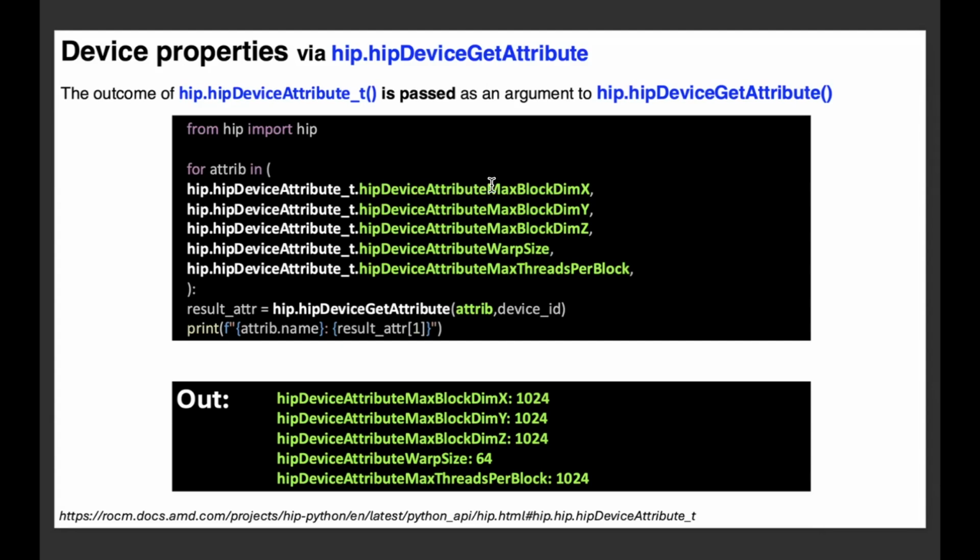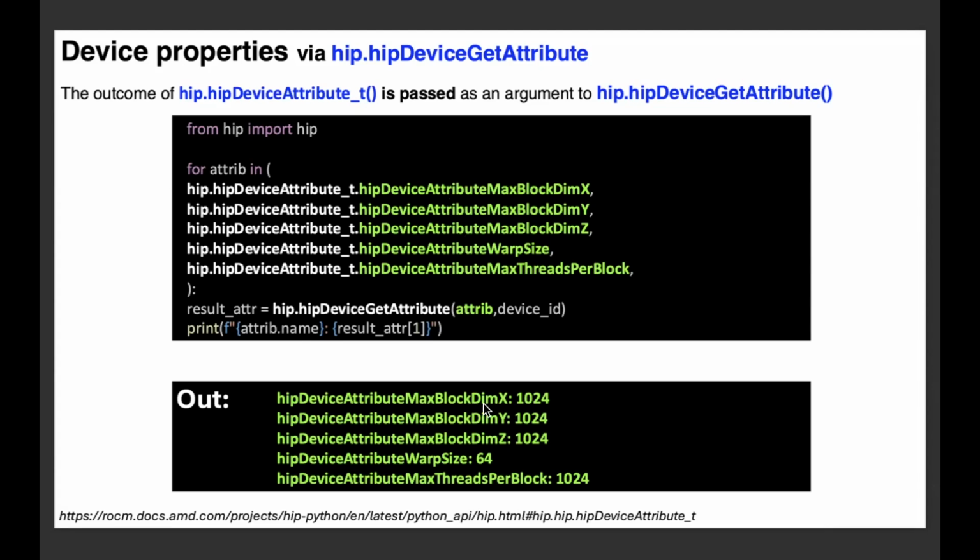We want to know the max threads in a block in the X direction, in the Y direction, in the Z direction. We want to know the size of a warp. We even want to know the maximum number of threads per block. So by running this script, you get an output here.